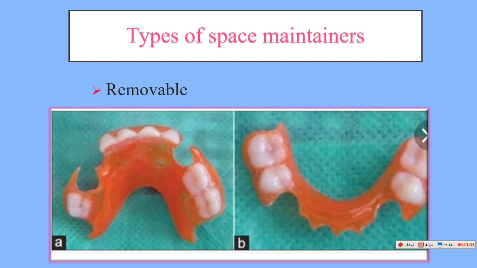Types of the space maintainer. We have two types of space maintainer: removable space maintainer and fixed space maintainer. As seen in this picture, this is the removable space maintainer. From its name, removable, it can be removed by the patient.